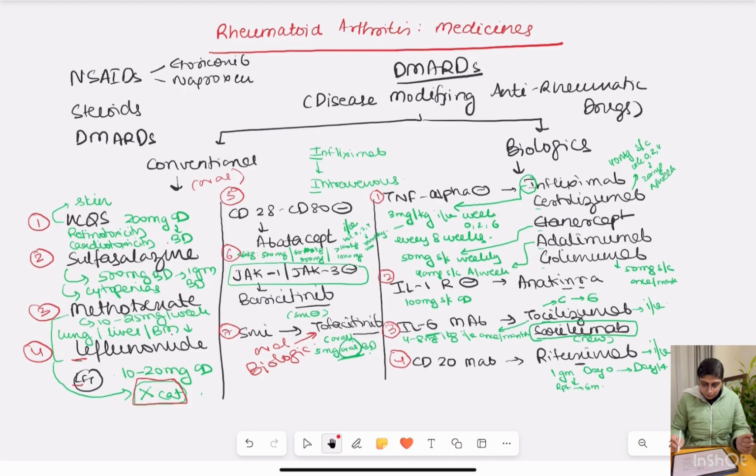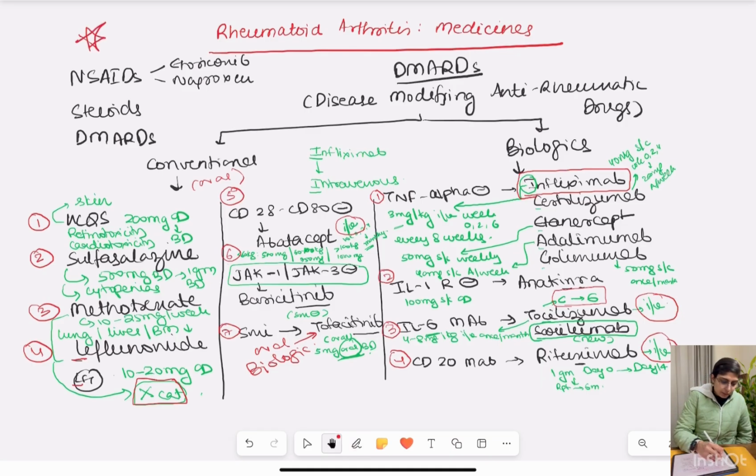And these are the doses. So here in TNF alpha inhibitors, infliximab is the only IV TNF alpha inhibitor. All are subcutaneous. Tocilizumab, C26, please remember this, C for 6, it is again IV. Rituximab is also IV. Abatacept is also IV, rest all are subcutaneous, and one oral is tofacitinib. So try to remember this. Now this page is utterly important for your revision.